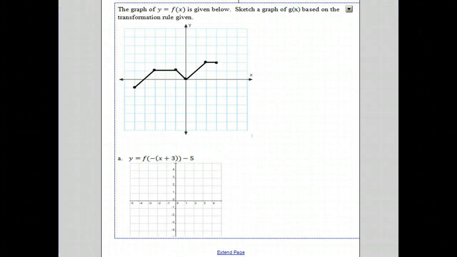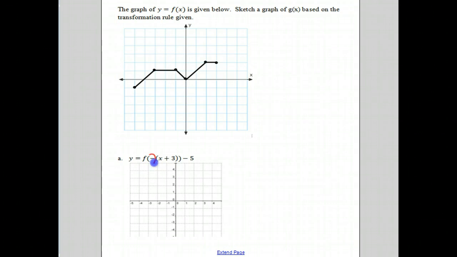Today we're going to transform a graph. So we're given this graph y equals f of x, and we're told to do the transformations according to what you see here in part A. You'll notice that there are going to be three transformations. First, this negative sign inside the parentheses of f of x indicates that there's going to be a reflection about the y-axis. So we might make a note that step one, there's going to be a reflection about the y-axis.